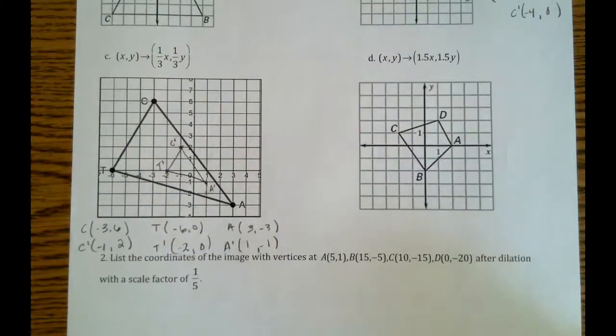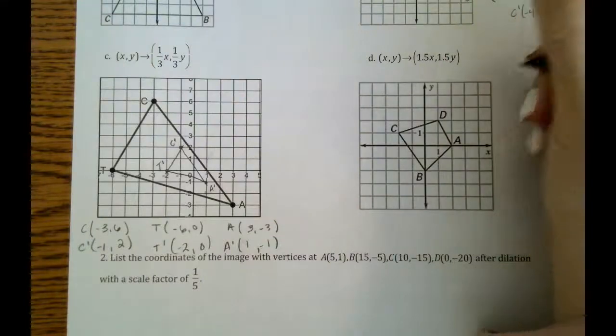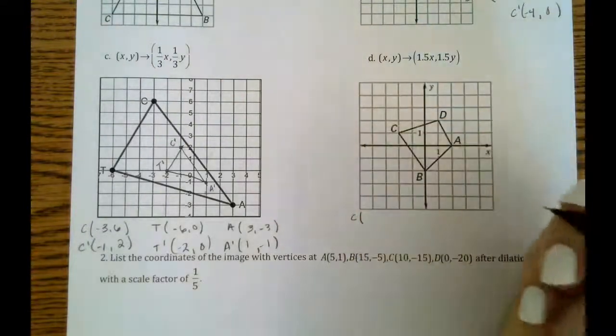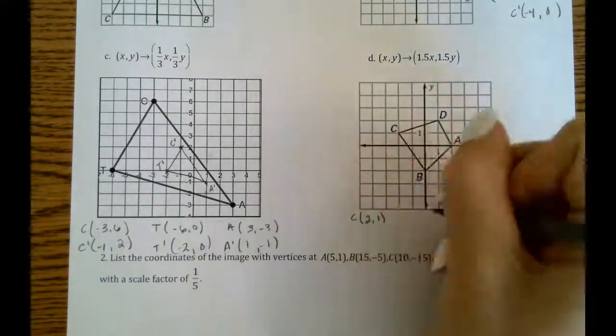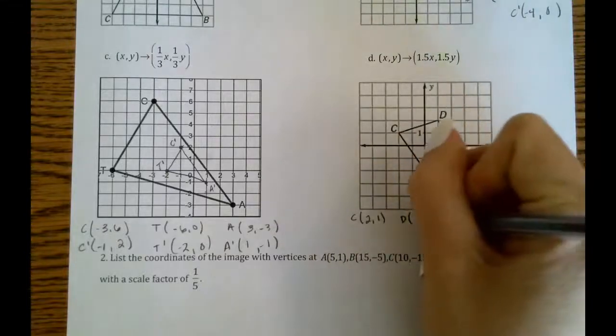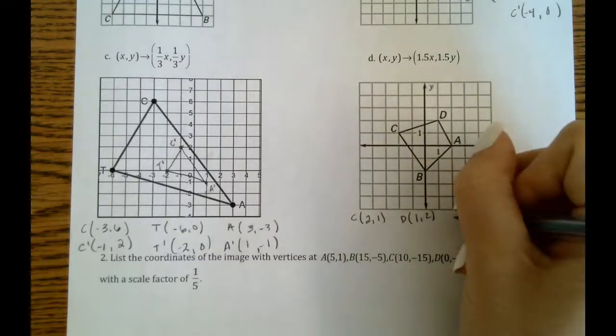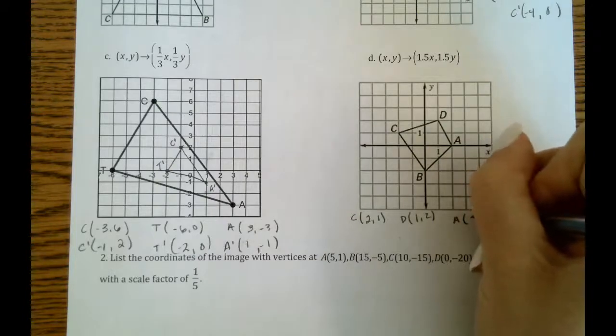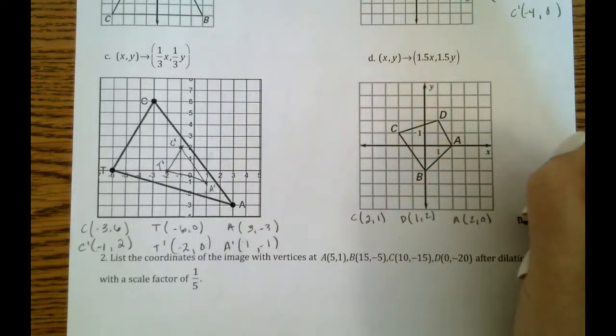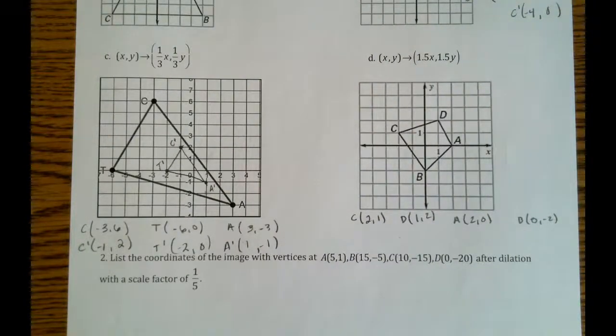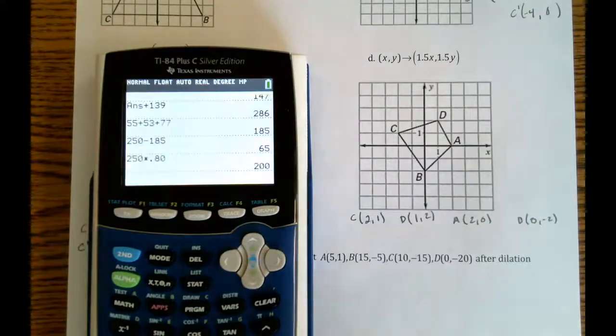Okay, and finally D, we're multiplying by 1.5. So we'll write down all of our points. Each of these is being multiplied by 1.5. If you're not really sure how to multiply by a decimal, you are more than welcome to get a calculator out. I'm going to do this so that you can visually see how we do this here.